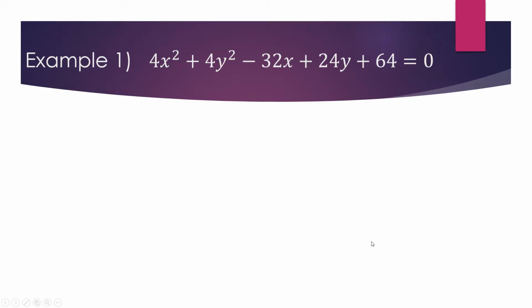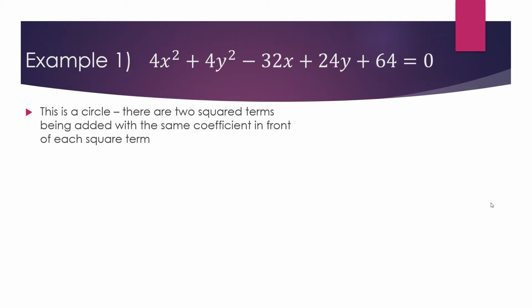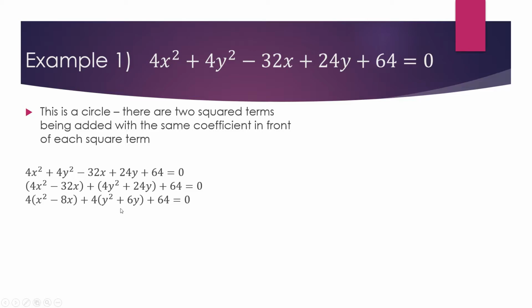Example 1, we have 4x squared plus 4y squared minus 32x plus 24y plus 64 is equal to 0. We know this is a circle because there are two square terms being added with the same coefficient in front of each square term. Next, we're going to get this into standard form. So if we group our x terms and we group our y terms each in their own set of parentheses, then we're going to factor out the coefficients in front of those square terms.